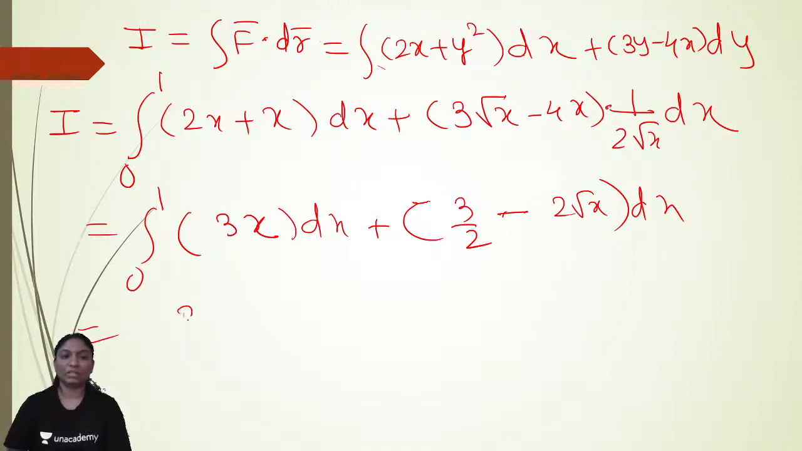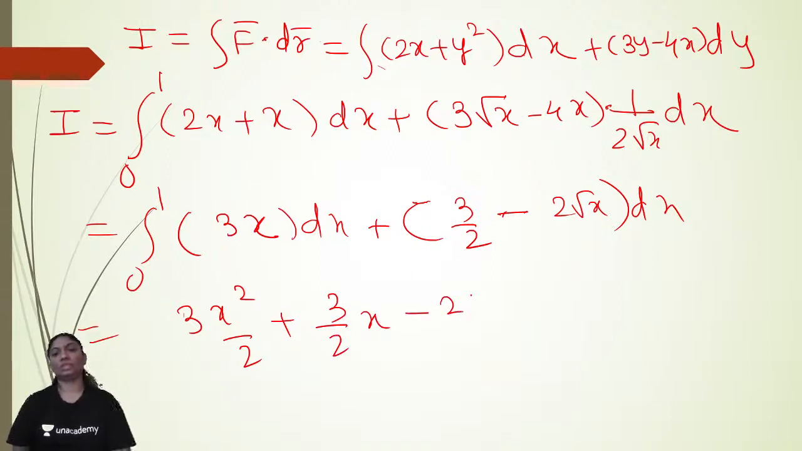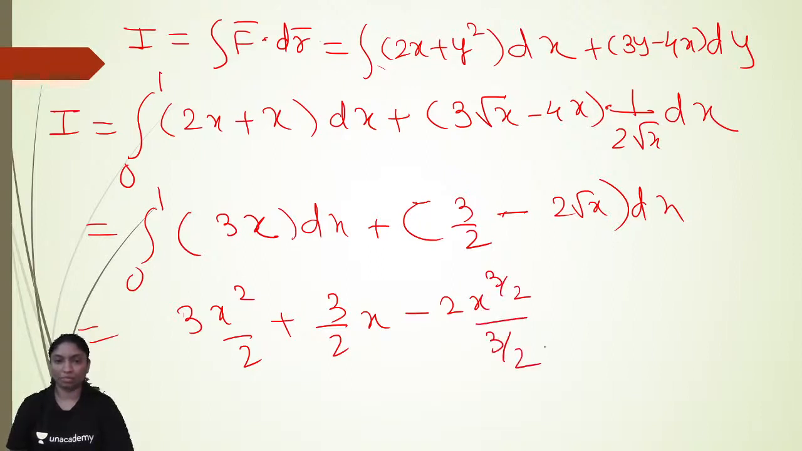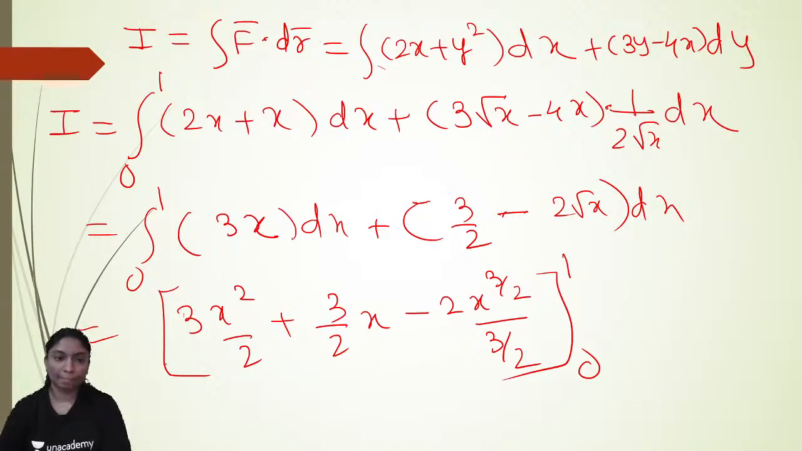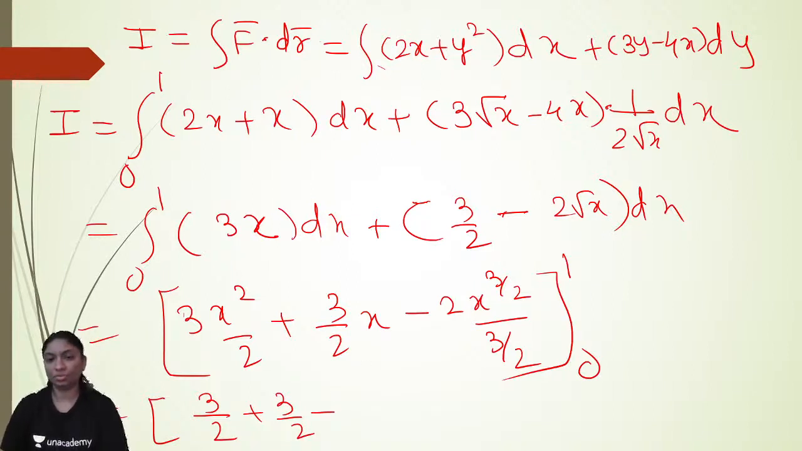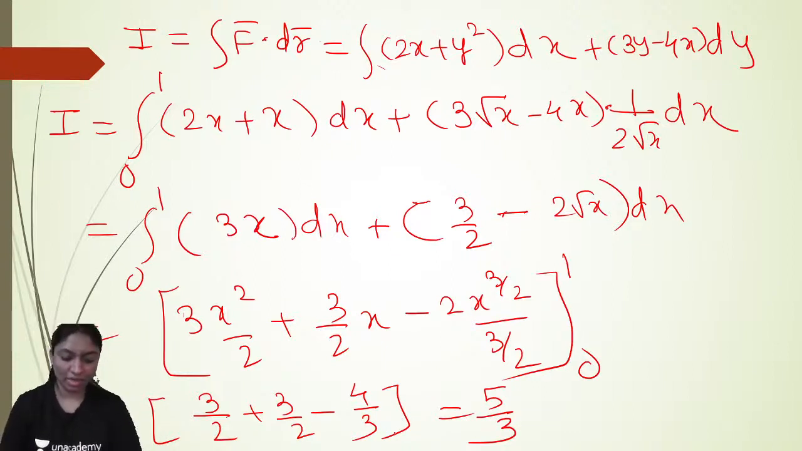So integration of this is 3 into x square by 2, plus 3 by 2 x, minus 2 into x raised to 1 by 2 plus 1, so x raised to 3 by 2, upon 3 by 2, from 0 to 1. Just put the integral limits. So here 3 into 1 by 2 plus 3 by 2 minus 2 into 2 by 3, that is nothing but 4 by 3. So minus 4 by 3. Ultimately you will get 3 by 2 plus 3 by 2, it means 6 by 2, 3, minus 4 by 3. So 9 minus 4 by 3, your final answer will be 5 by 3. I hope you are clear here.